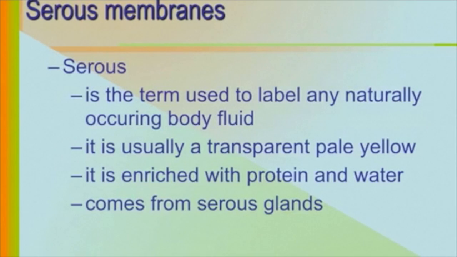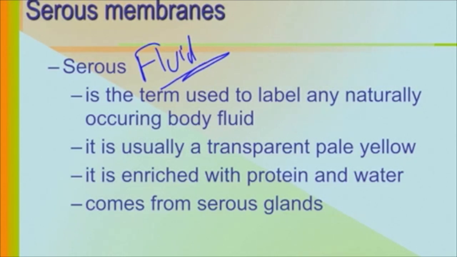Okay, these are named serous membranes because they produce a fluid called serous fluid. This is the term used to label any naturally occurring body fluid in between these membranes. This is usually a transparent pale yellow fluid. It is simply water that's enriched with protein, and is produced by serous glands found in these serous membranes.